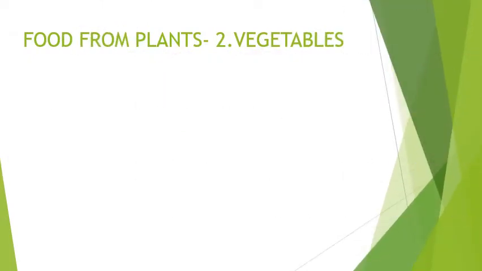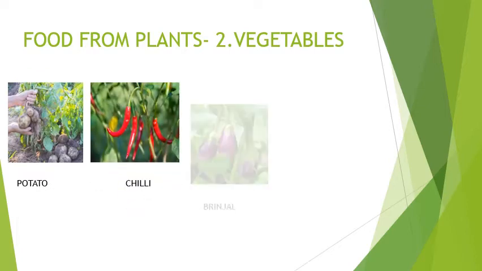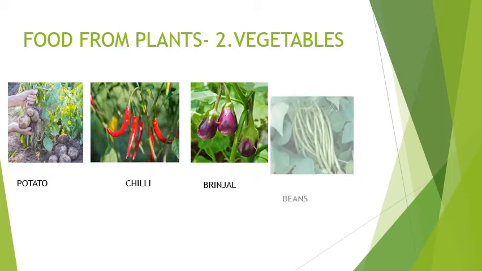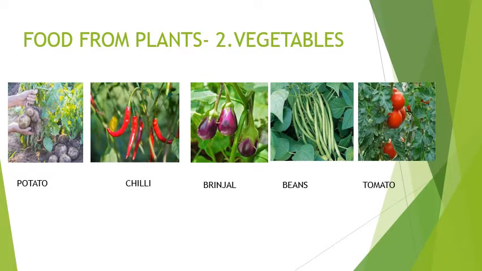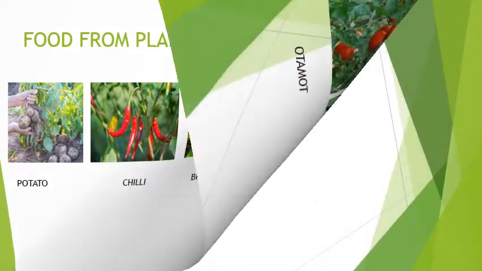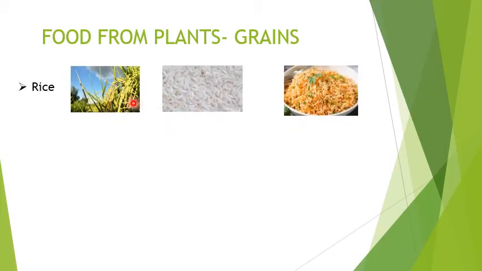We get vegetables from plants. Some examples: potato, chili, brinjal, beans and tomato. We get food grains from plants. Okay, let us see some examples.